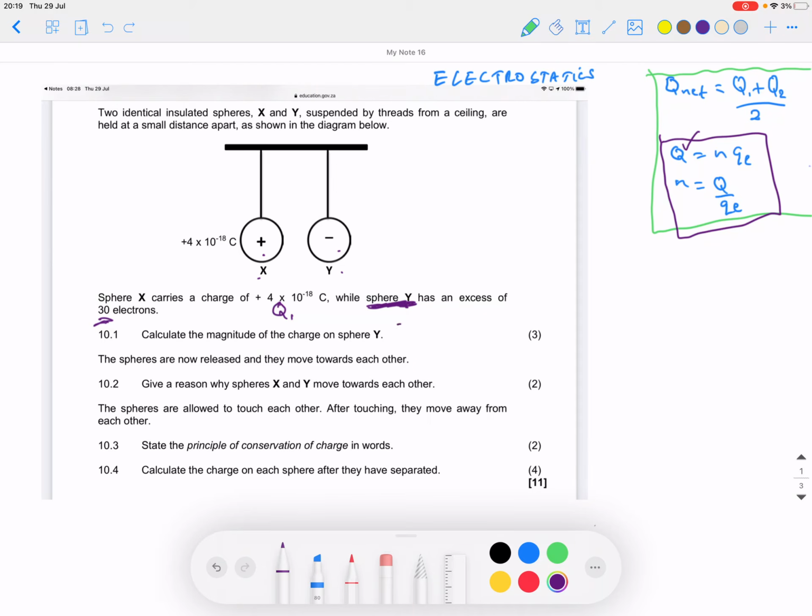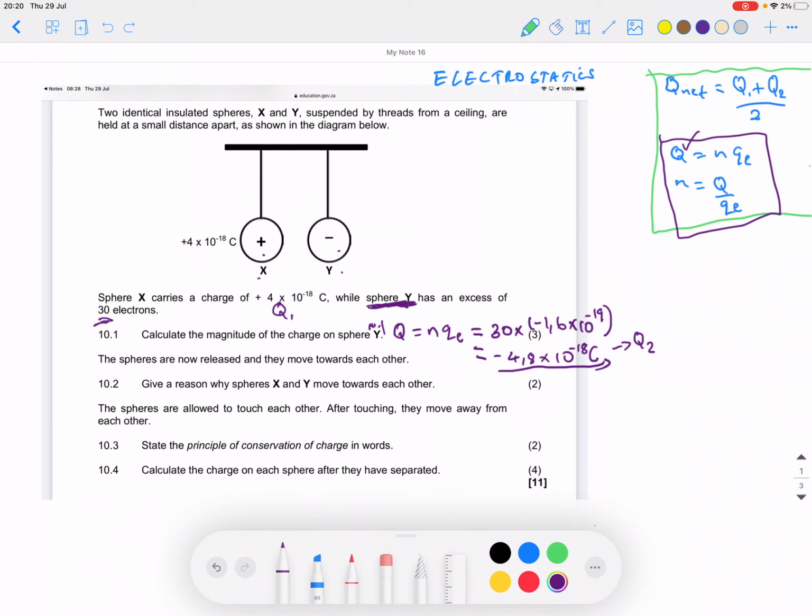So we're going to take the first formula, which says Q equals n Qe. Q is our charge and n is our number of electrons, which is 30. Our Qe is always given for us in the formula sheet, and it's negative 1,6 multiplied by 10 to the power negative 19. Then we check our answer in the calculator. So let's use the calculator and see what we get. The answer is negative 4,8 multiplied by 10 to the power negative 18 coulombs. That is the charge for sphere Y. You can name it Q2. We are naming it Q2 because we said for X it's Q1.